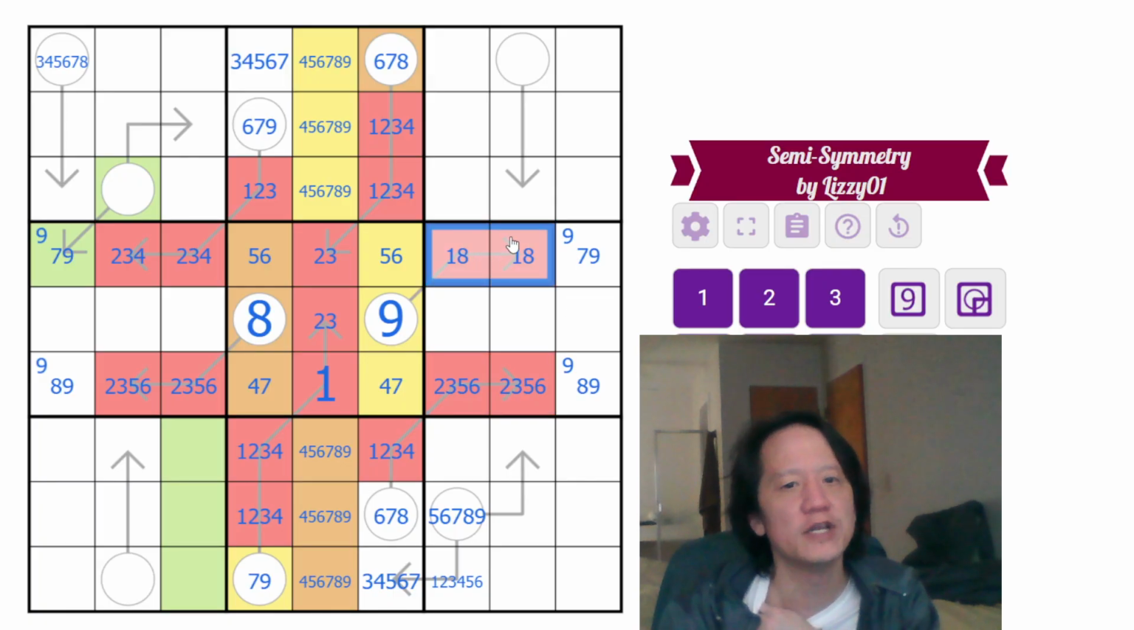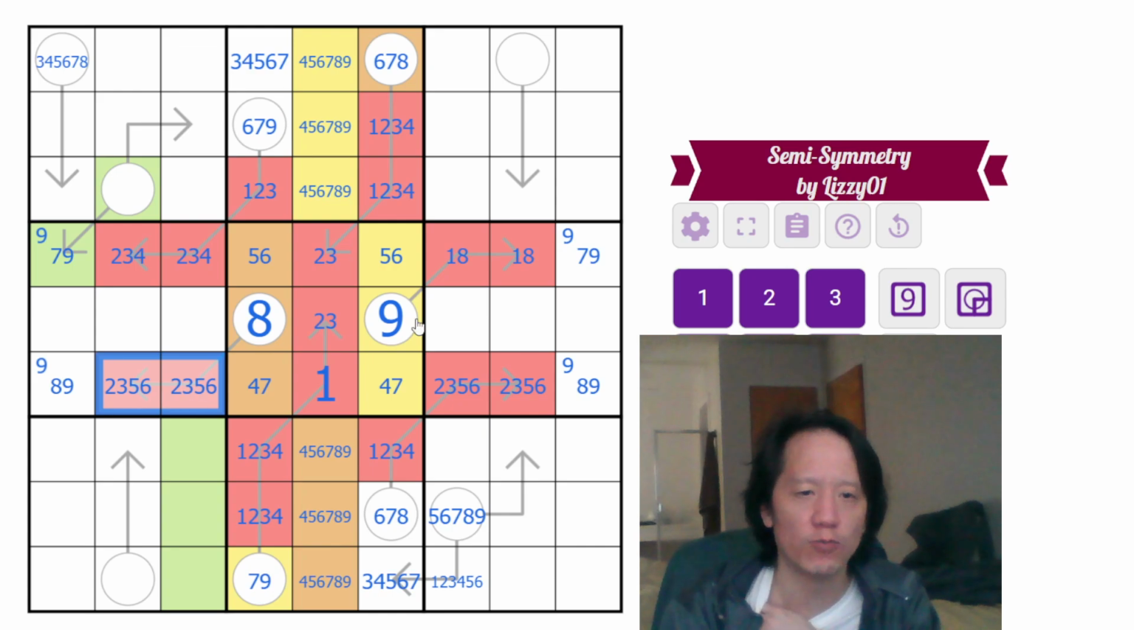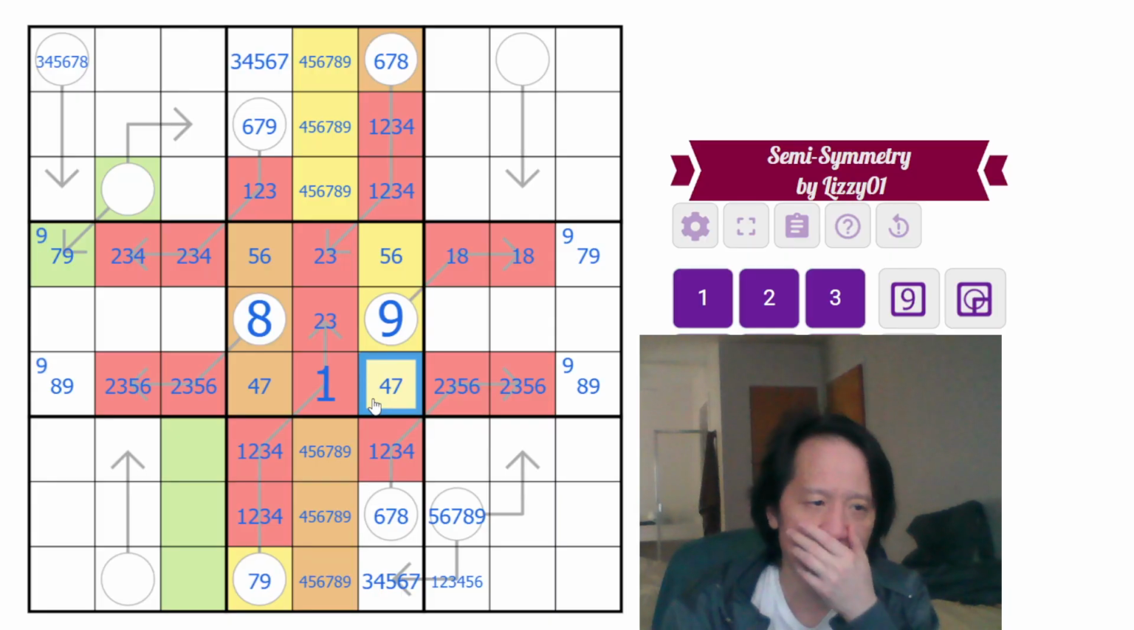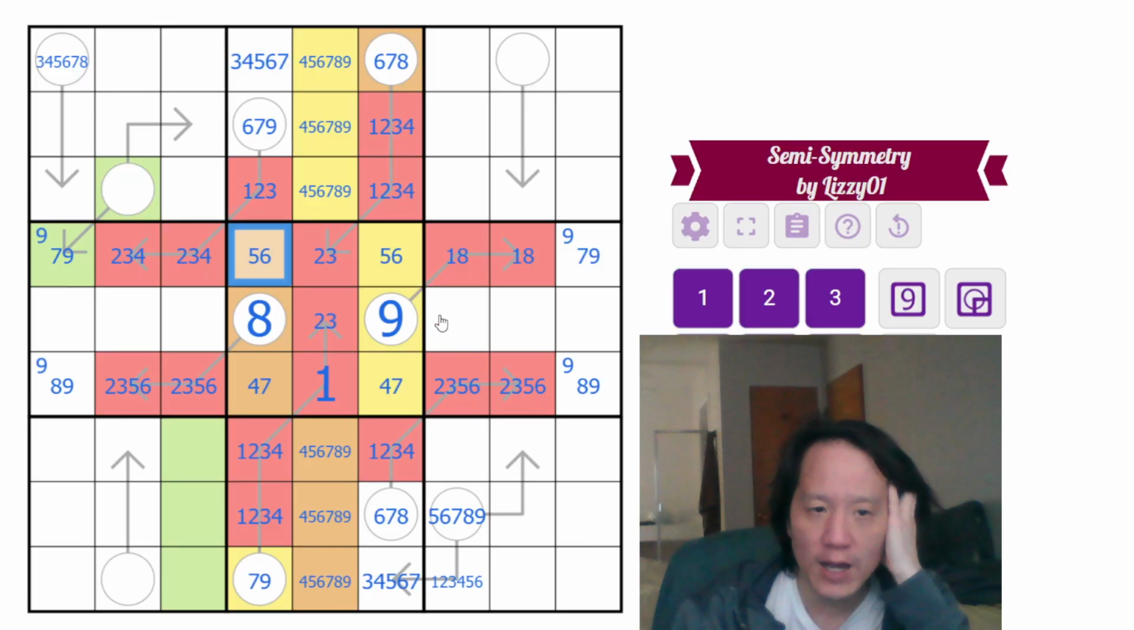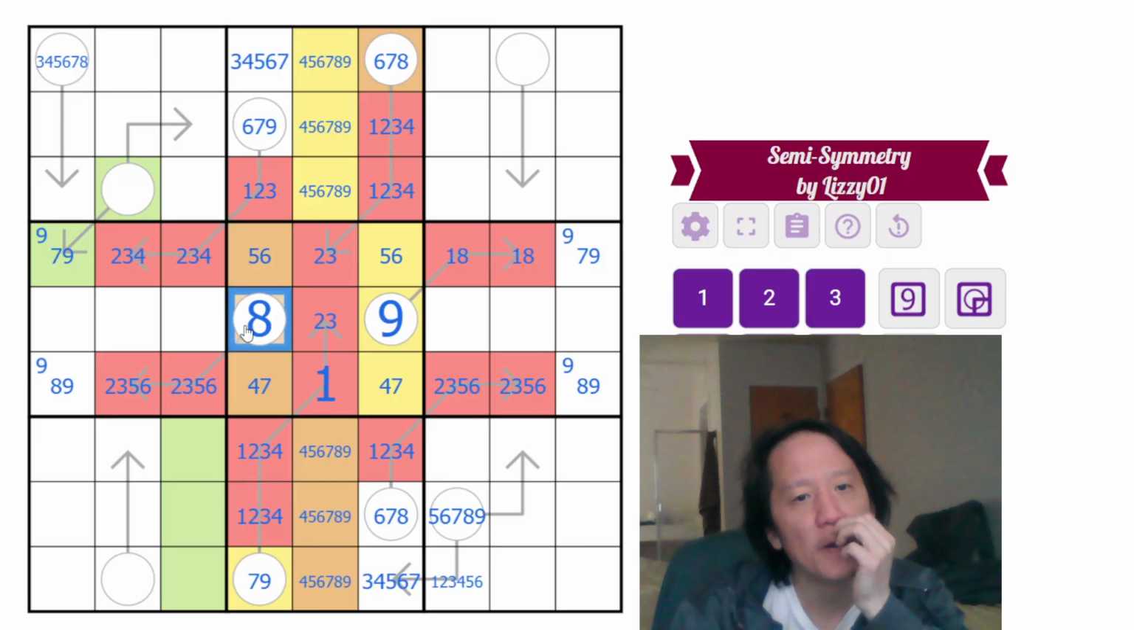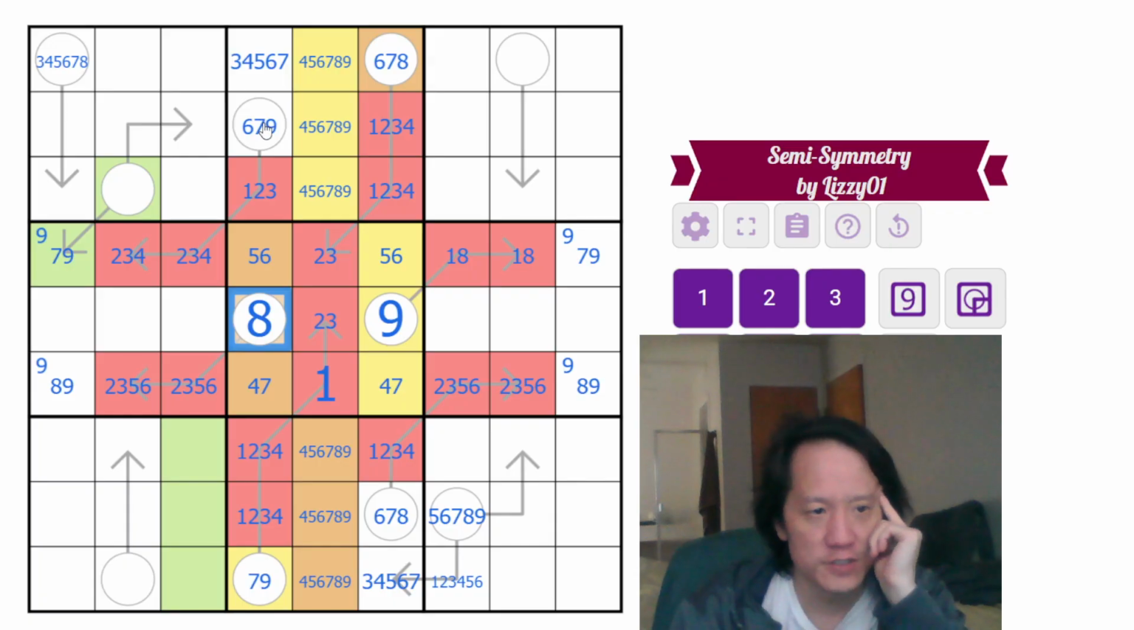So this was 1 and 8, and I think it works both ways. If the 1 and 8 is here, it could be 5 and 6 here, and 4 and 7 in the other one. But then what happens is that the 9 forces this not to be 9. But the problem is, it has to be 8 and 8 on both sides. And therefore, one of these would have to be 9.